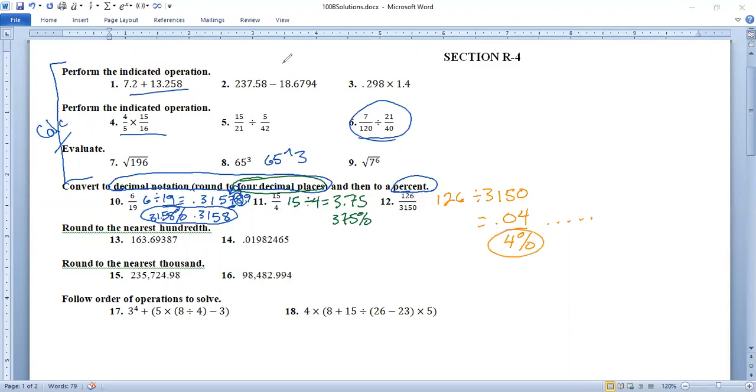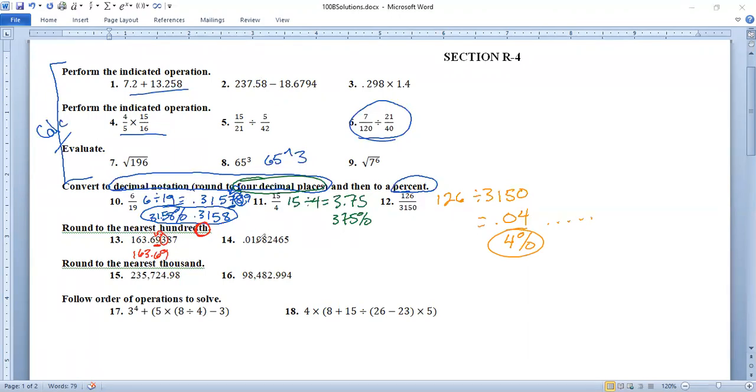Excellent. All right, on number 13, it says round to the nearest hundredth. That means we're going tenth, hundredth right here. We look at the 3 to see if it will cause this digit to go up or stay the same. And 3 is less than 5, so it's 163.69. And remember, it'd be right between 69 and 70, and the 5 is the halfway point.